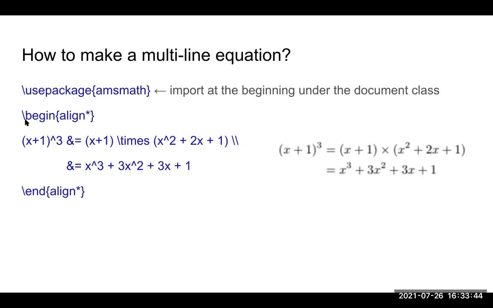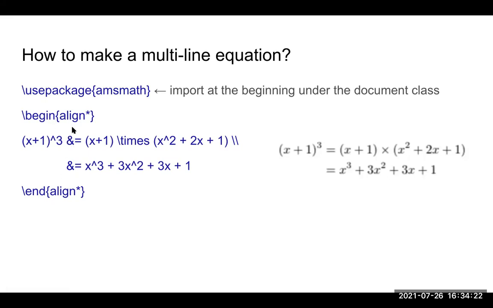And if you want to use a multi-line equation, you begin align, there's a special command called align. And this star sign, when you are using, say, a two-column style, makes it go across the whole page. The left is the command and the right is the output. Basically it's an expansion of x plus one cubed. First you have the x plus one, right? And this hat, if you can recall, is just a power. And this equal sign is just the equal sign as the output.